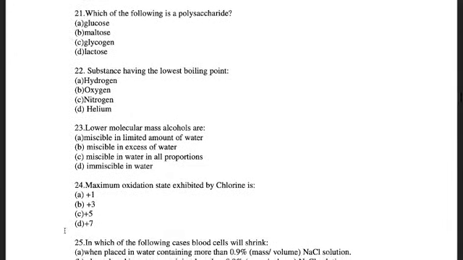Question number 24. The maximum oxidation state exhibited by chlorine is: A. +1, B. +3, C. +5, D. +7. Correct. The answer is option D, +7.